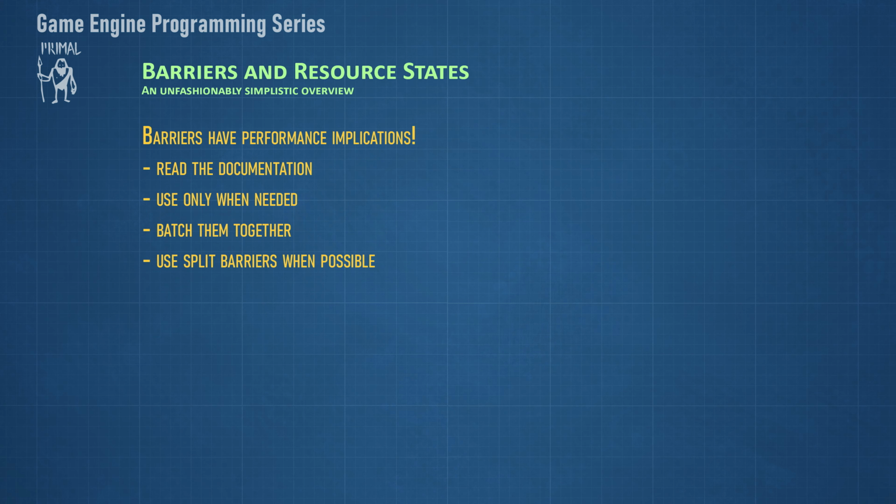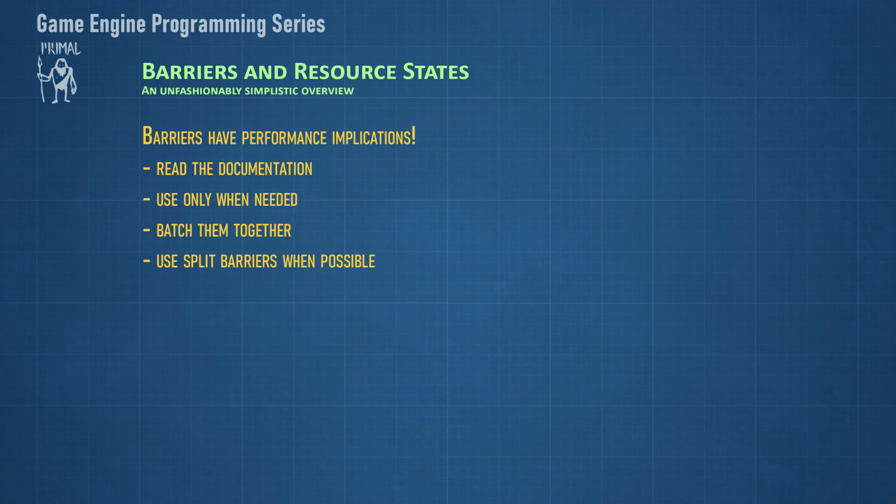So to wrap this up, remember that using barriers has performance implications. To use them effectively, read the documentation and other good resources. Use barriers only when needed, which is also described in the documentation. Apply barriers together when you can. That way, the GPU has more information in order to do optimizations.